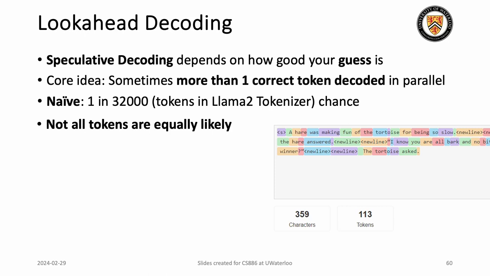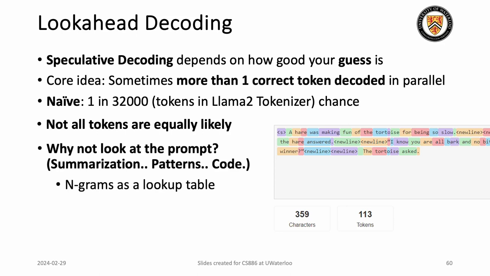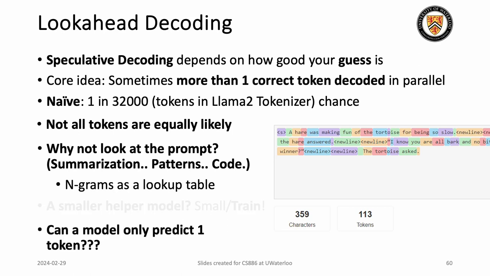Another thing, which other papers look at, is to use the prompt to speed up your inference. Essentially, the idea is that there will be tokens from the prompt which repeat within your response, so you can speed it up based on that. That is something which authors have looked at, using n-grams as a lookup table, which we will come to again even in this approach.